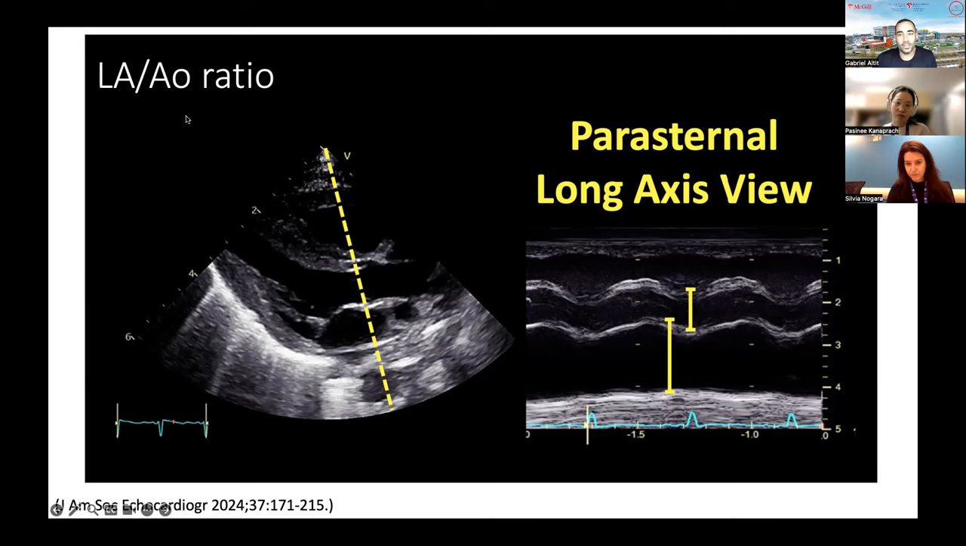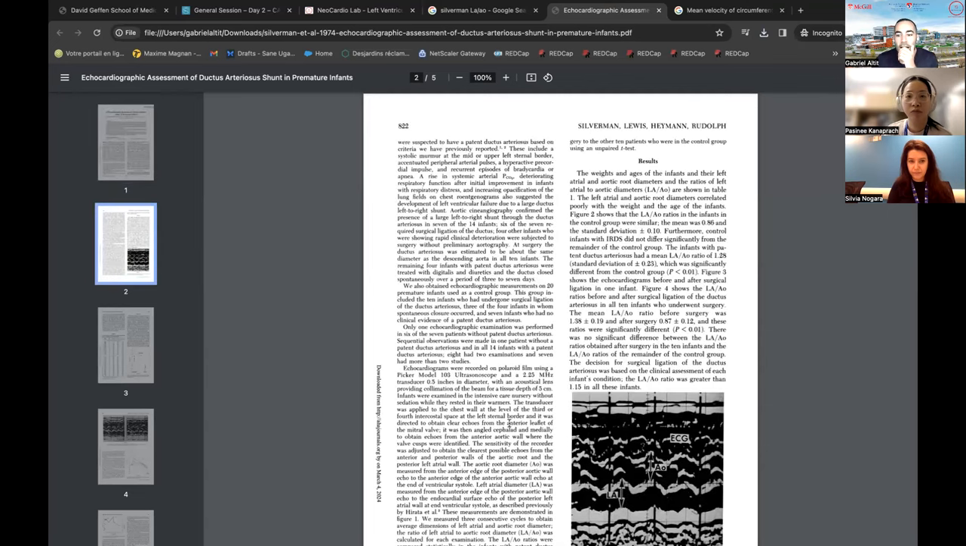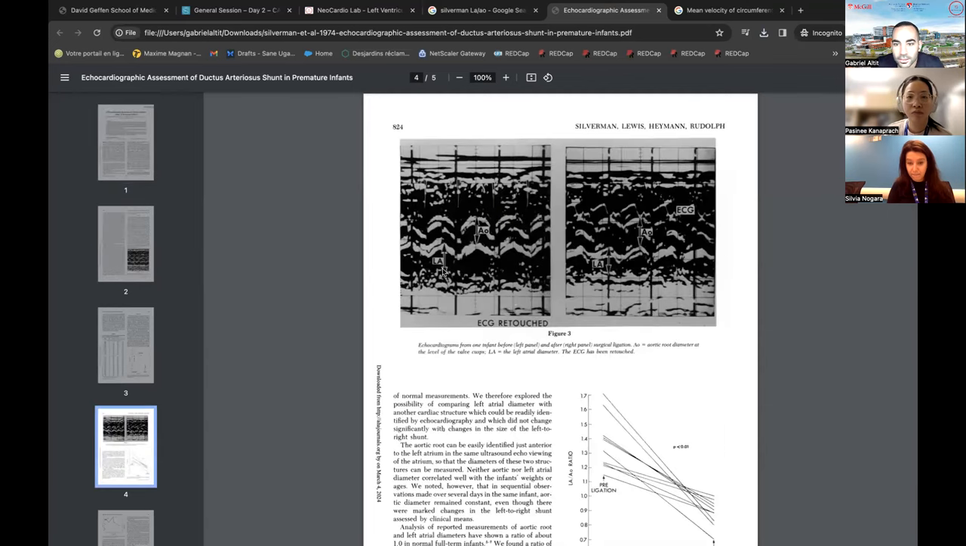And so the initial measurement was actually described by someone called Norman Silverman, who is a wonderful cardiologist who did a lot of research in echo. And the initial measurement was done that way. So this is the original paper, echo assessment of ductus arteriosus shunt in premature infants. And you can see that they've done the measurements in different ways.